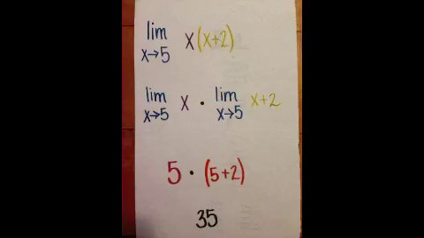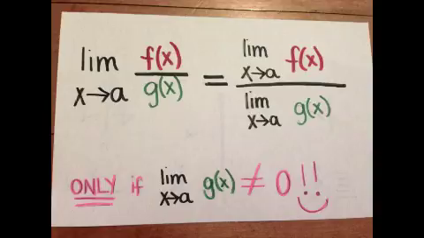The limit as x approaches 5 of x times x plus 2. So what we do is we split apart the limits and multiply them together. So the limit as x approaches 5 of x times the limit as x approaches 5 of x plus 2. Then you take the concept of plugging in and you just get 5 times 5 plus 2, which is equal to 35.